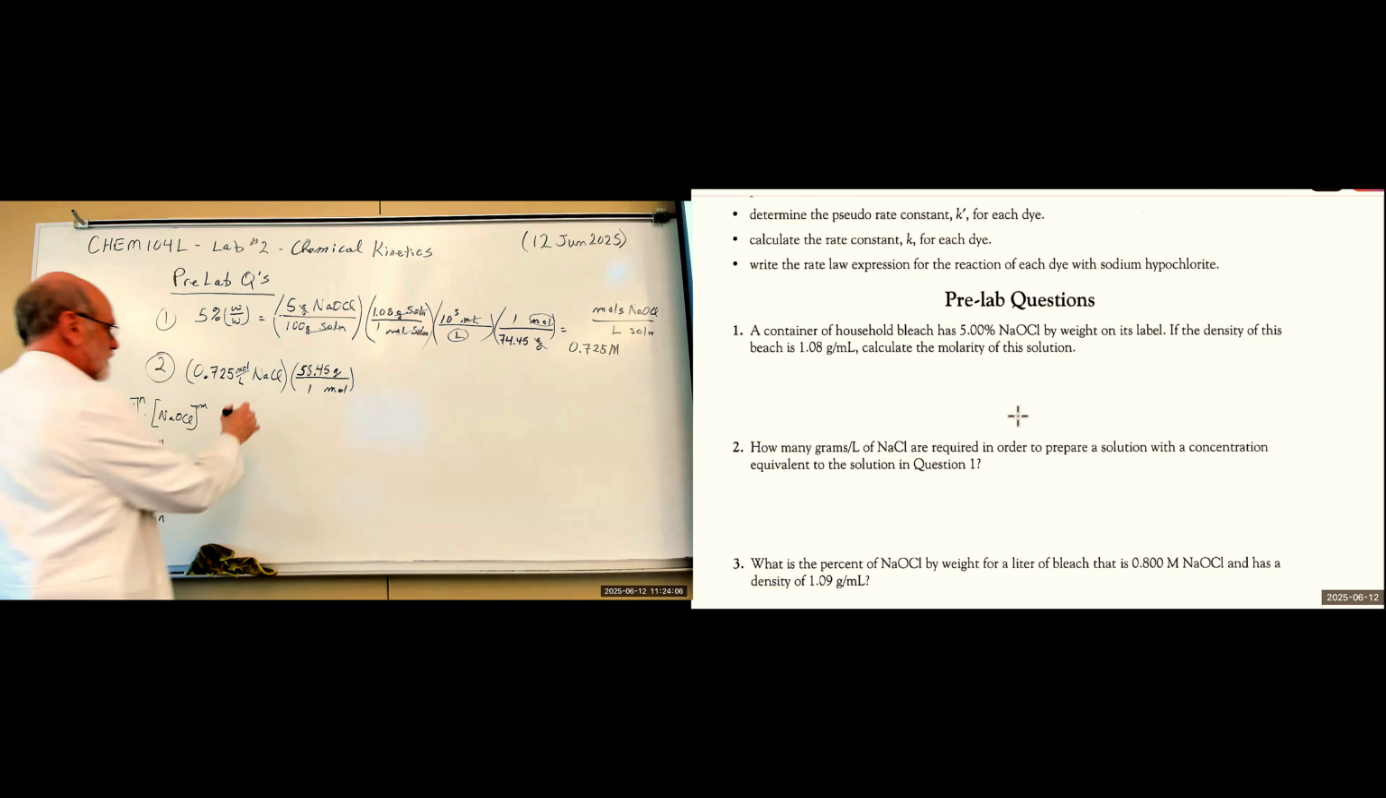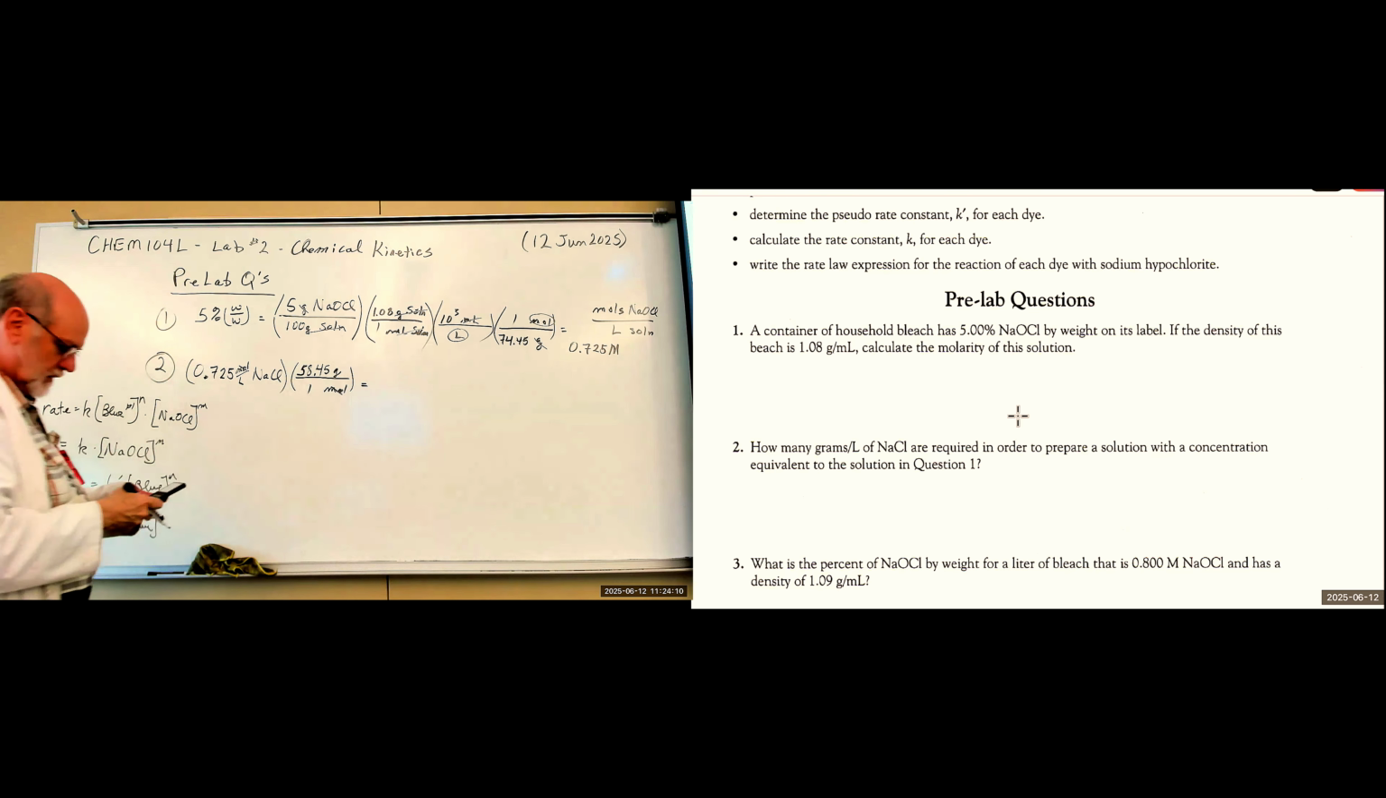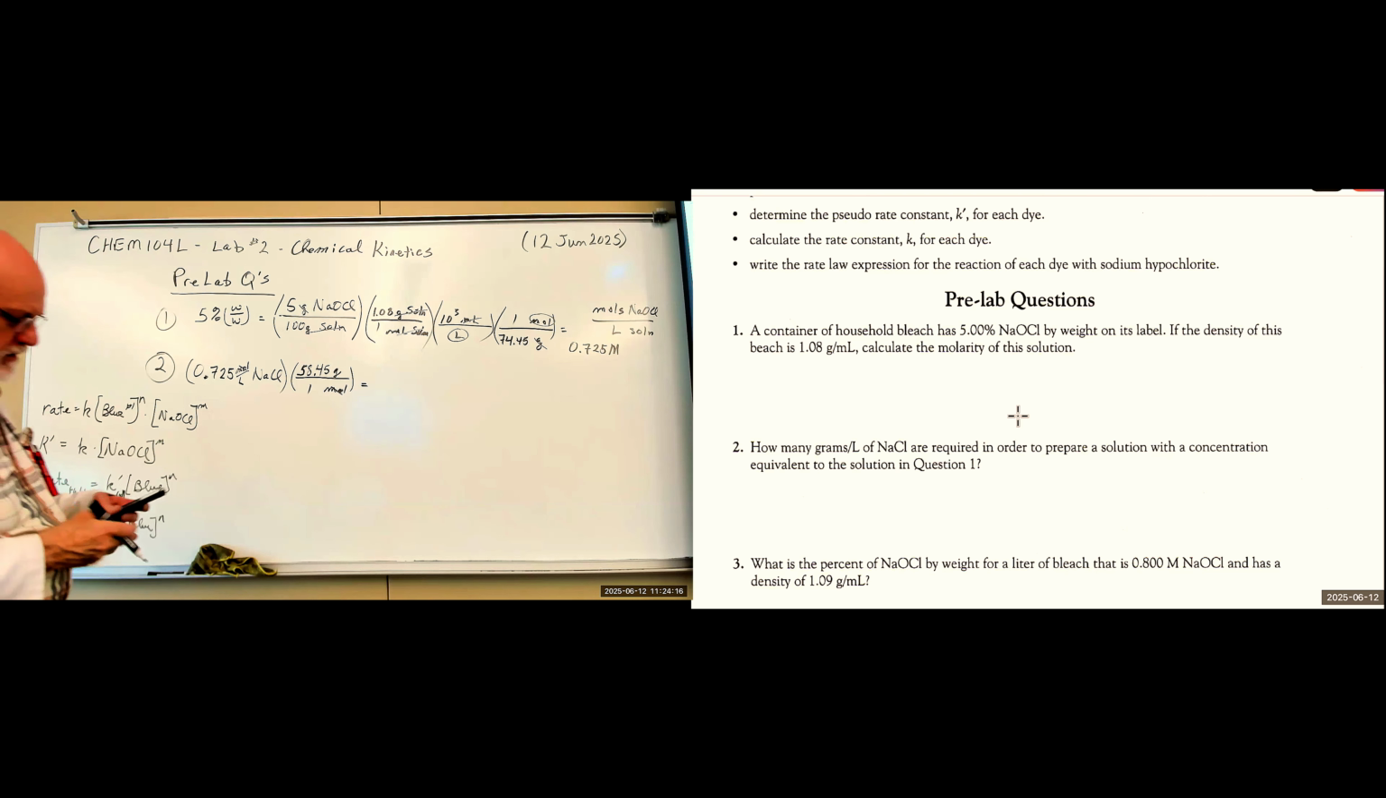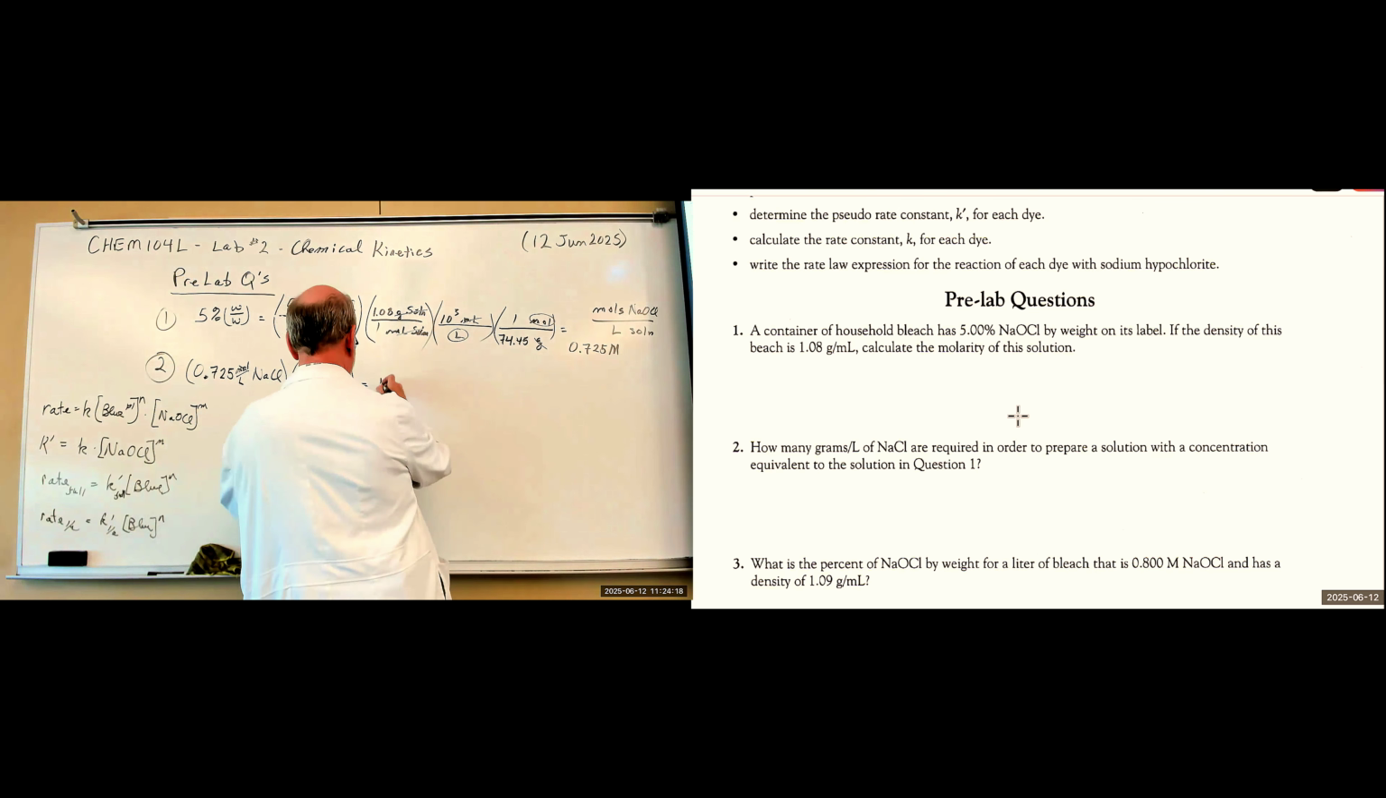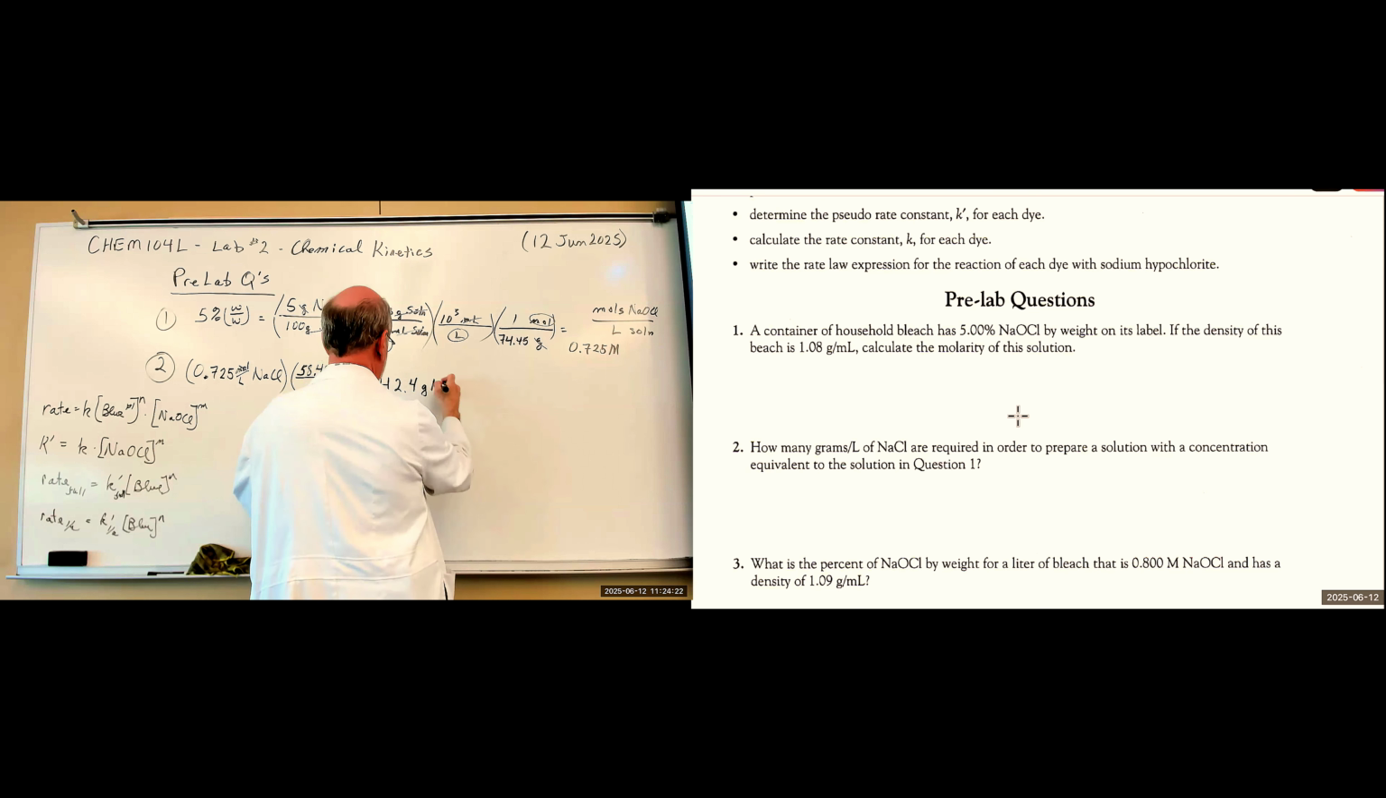Okay. So now that gets rid of moles and leaves us grams per liter. 0.725 times 58.45 is 42.4 grams of sodium chloride per liter.